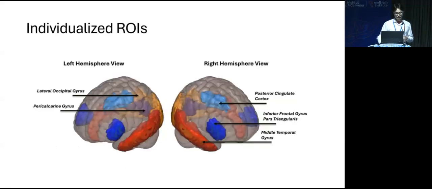We defined a number of anatomically individualized ROIs, spanning lateral occipital gyrus, pericalcarine gyrus, posterior cingulate cortex, the IFG pars triangularis portion, and the middle temporal gyrus, which spanned some brain networks which have been found to be relevant for creativity as well as clustering and switching in past research.